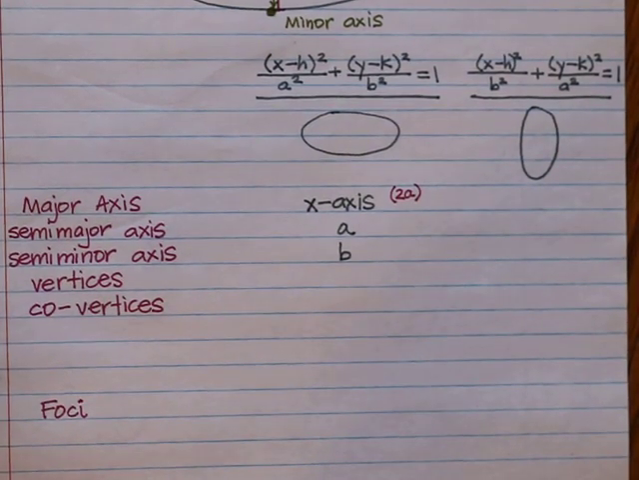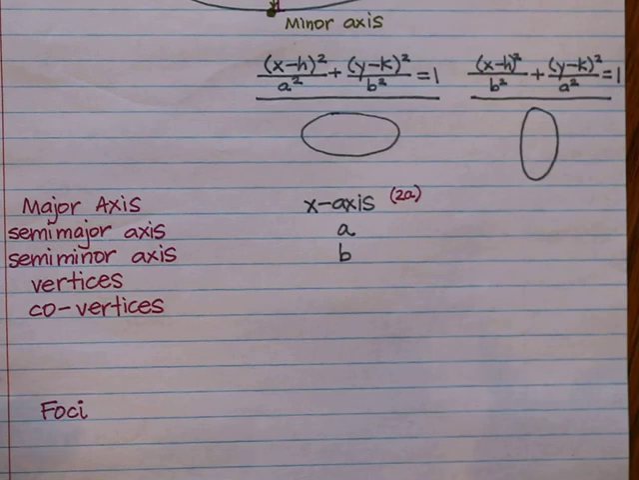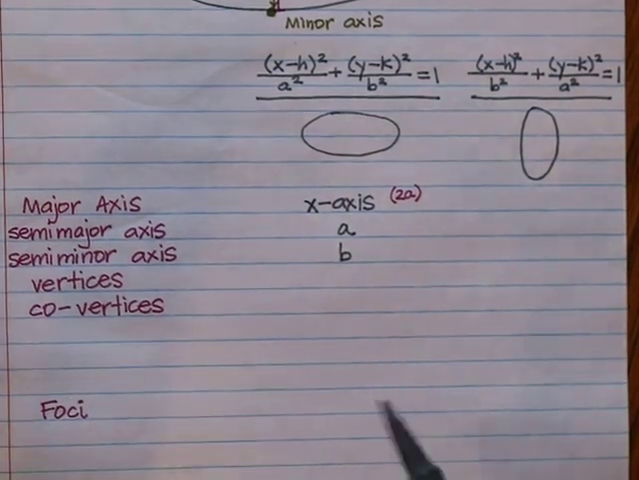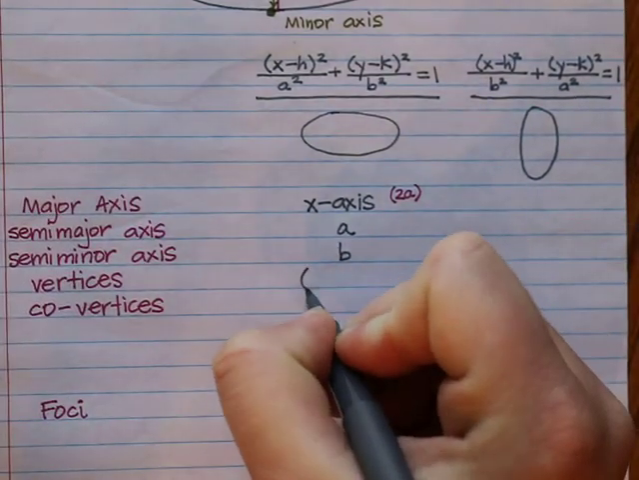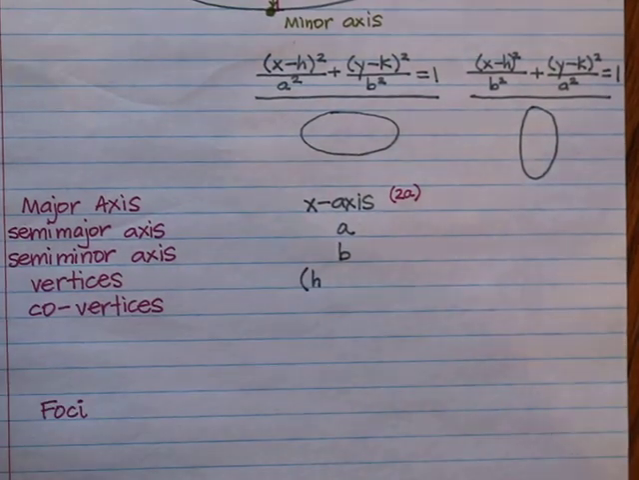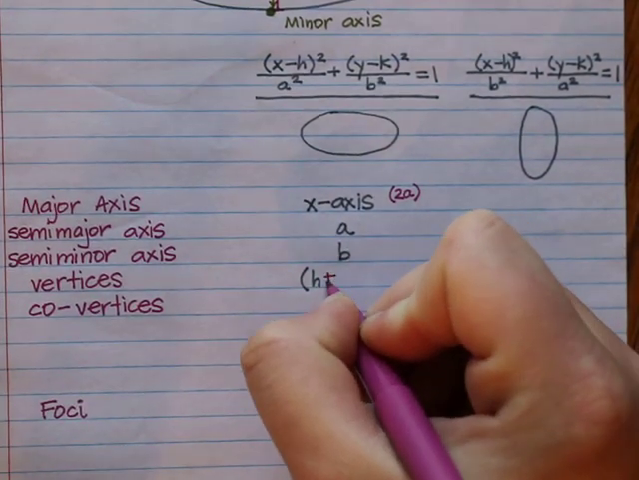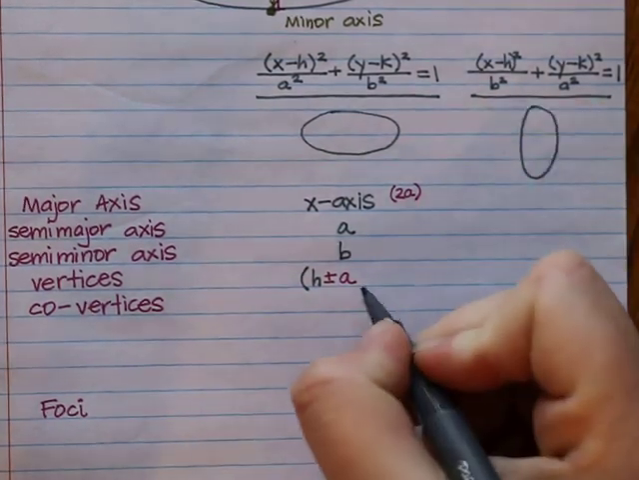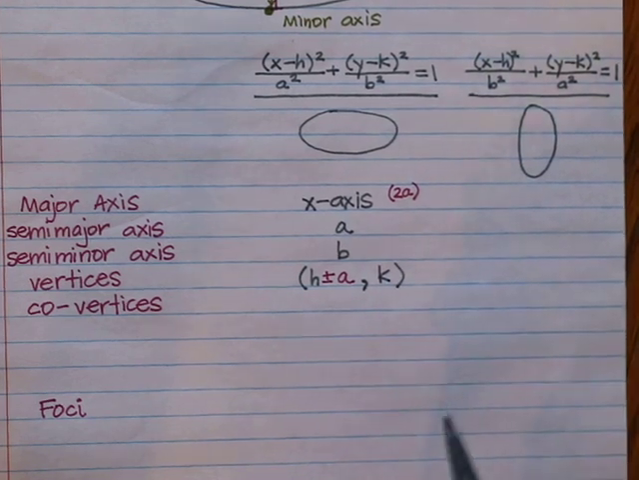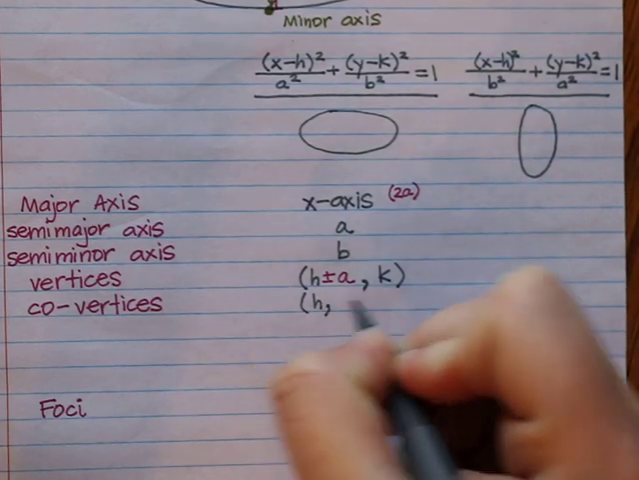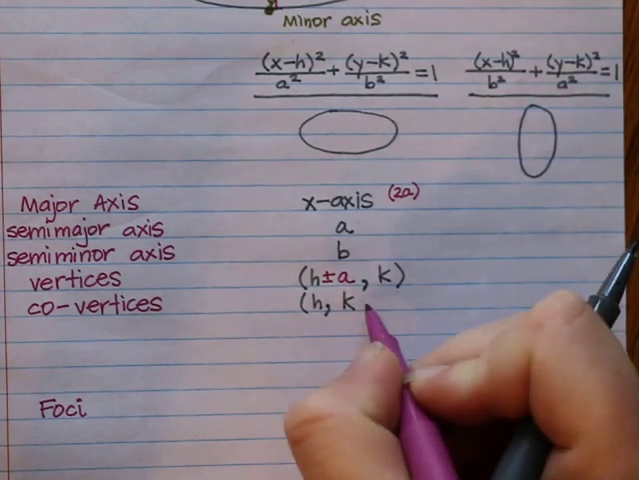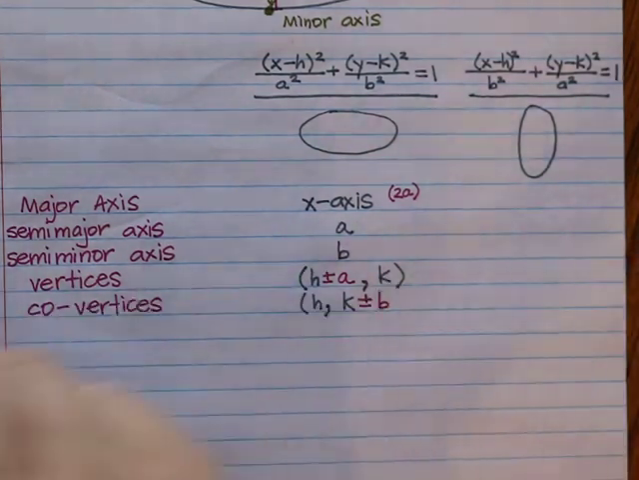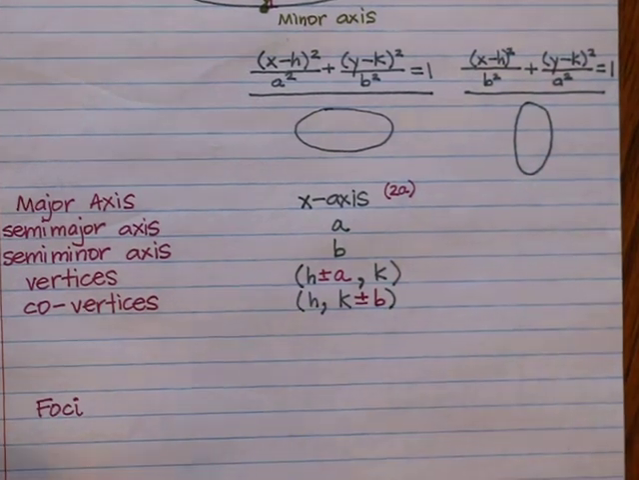Now, the vertices. This is a horizontal ellipse, and so the vertices move out from the center to the left and to the right. So we're going to take our ordered pair from the center, and then we are going to add A and subtract A to get to where our vertices are. Our co-vertices move up and down, so we're going to add and subtract B. Okay? I'm going to pause. Let's talk about the up and down one, and then we'll talk about foci all together at the end.